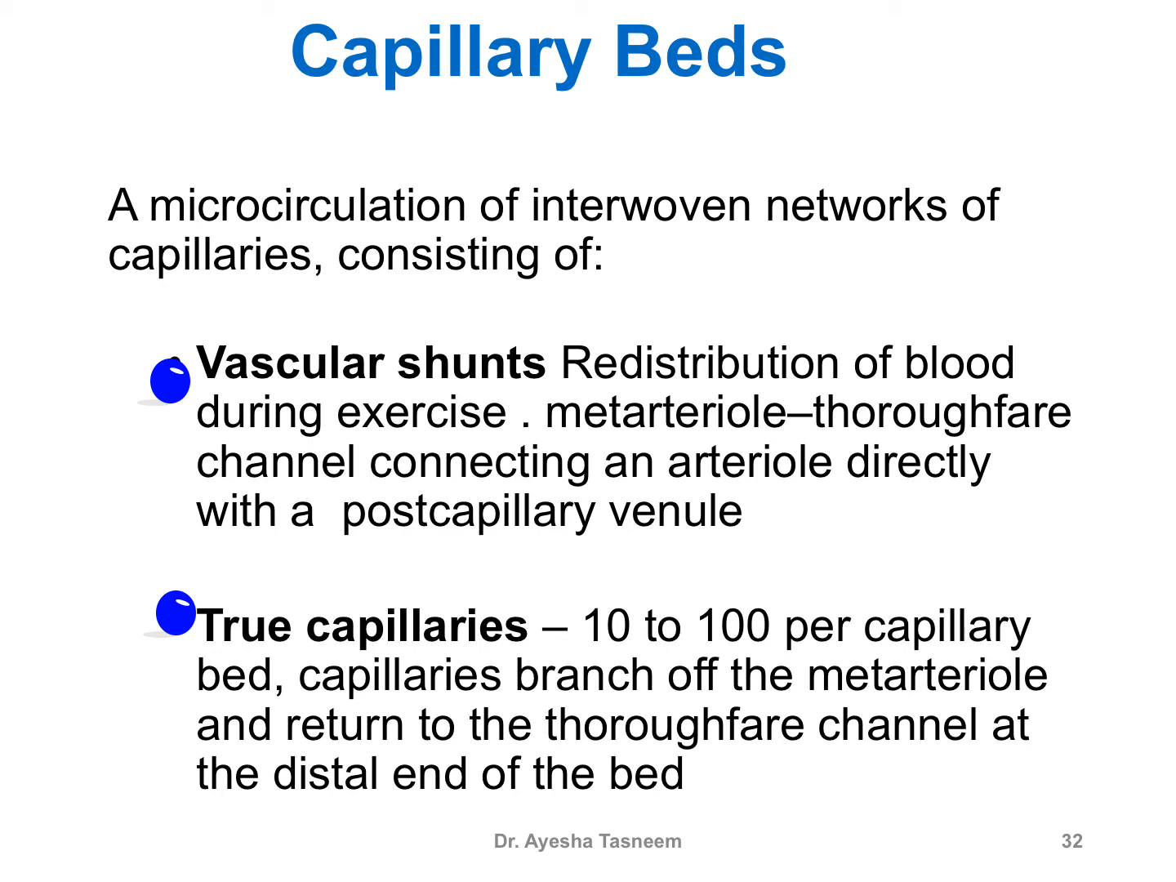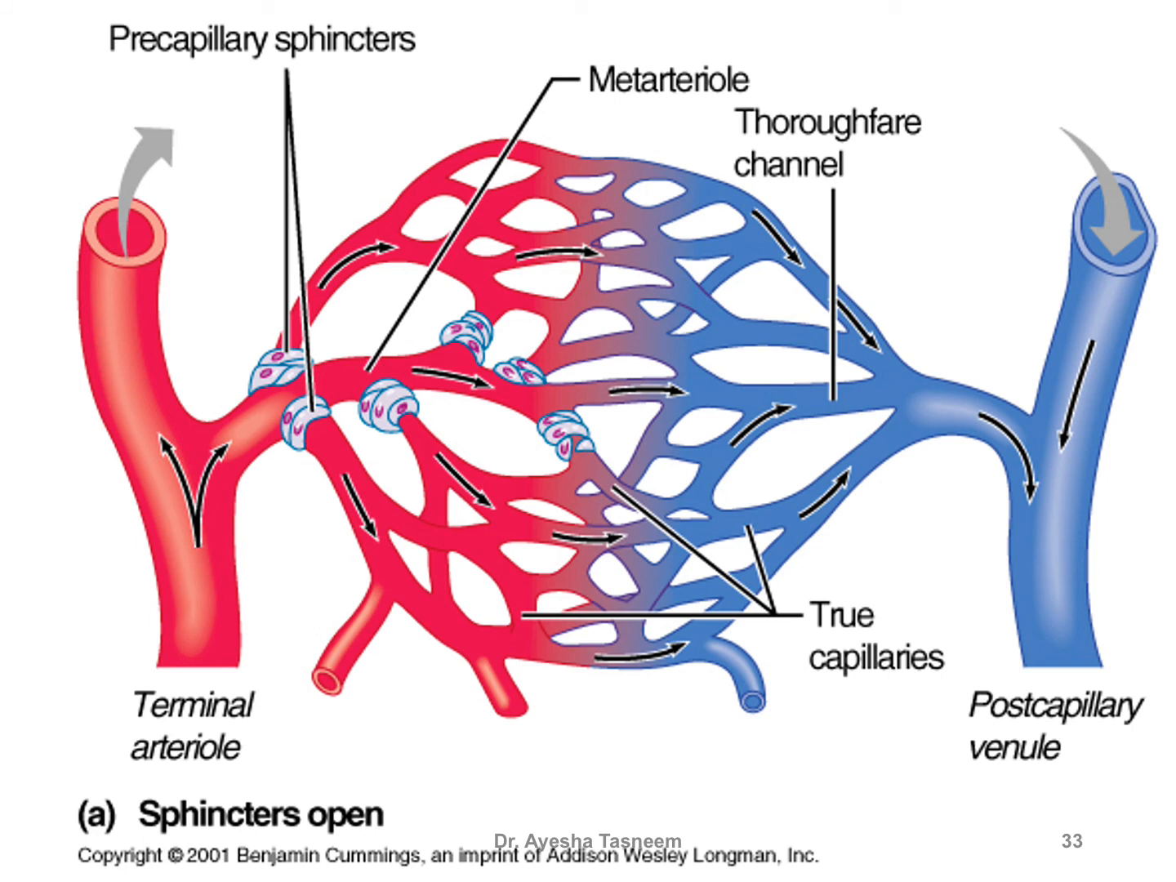Then we have true capillaries. There are 10 to 100 per capillary bed, and capillaries branch off the metarteriole and return to the thoroughfare channel at the distal end of the bed. Here, this is a very good example of the capillary bed showing the metarterioles and the thoroughfare channels.